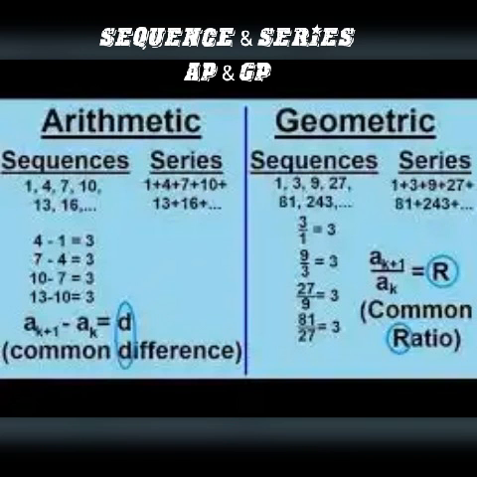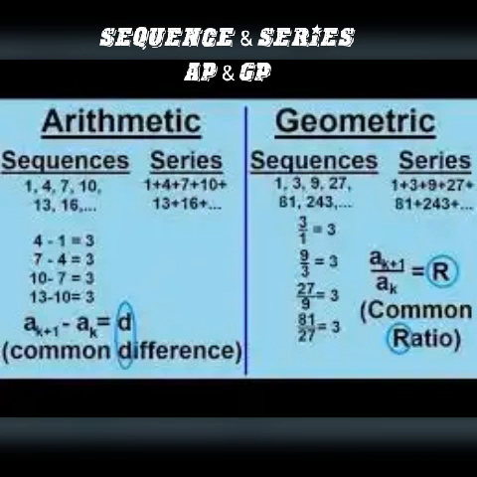When we talk of series, a series is the sum of a sequence. The sum of a sequence gives us the series. Now, moving on to arithmetic progression, that we call AP. Arithmetic progression is a series in which the difference between two consecutive terms is a constant.